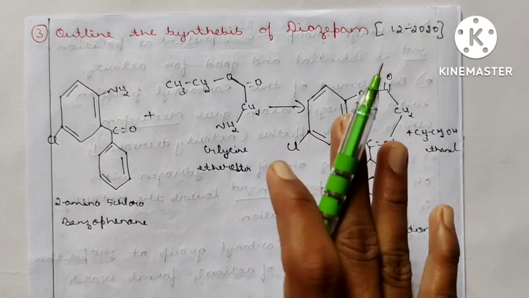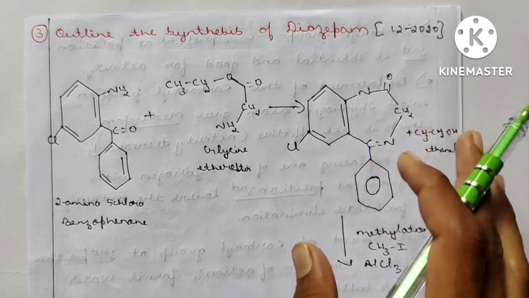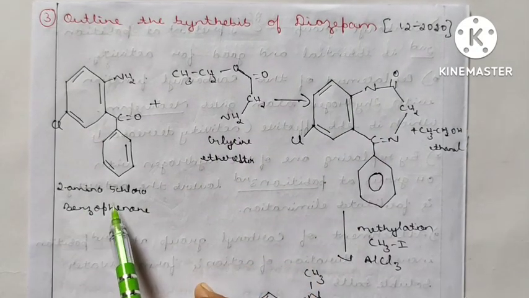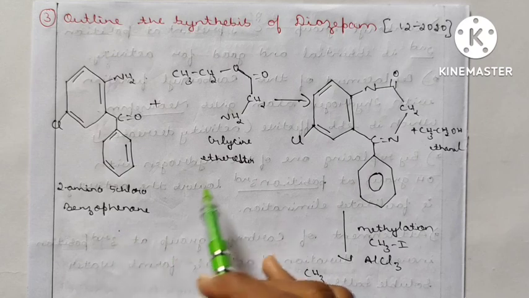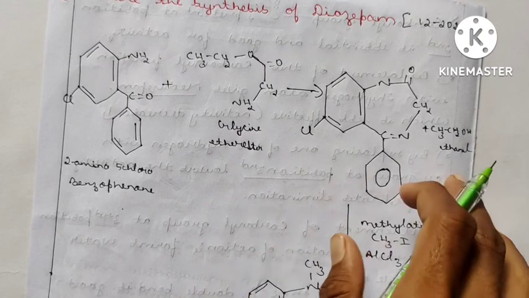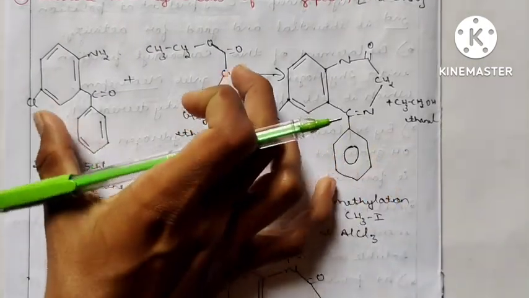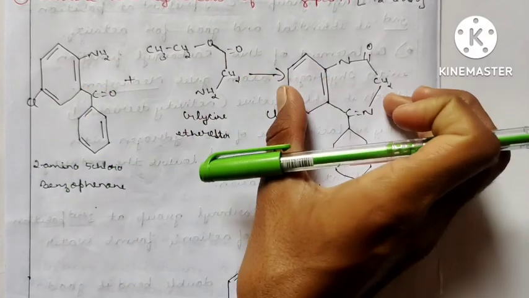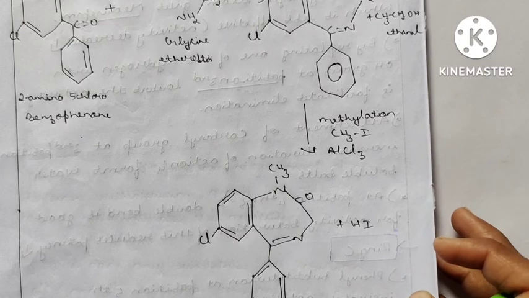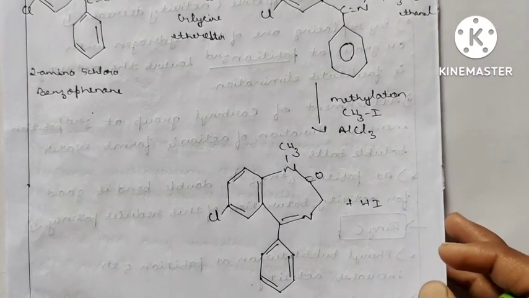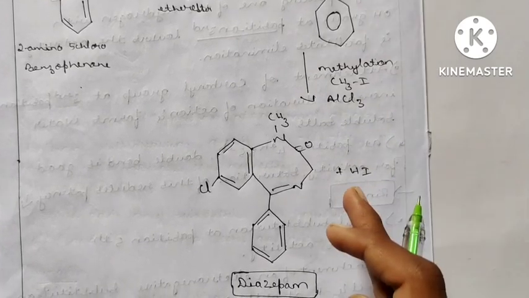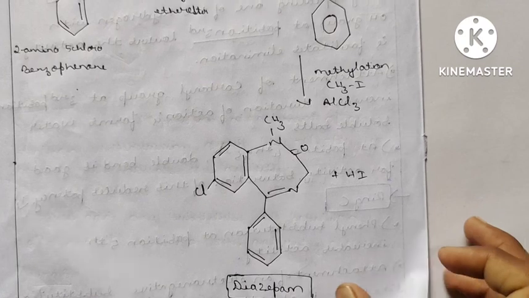So diazepam is also a hypnotic and sedative. We know that barbiturate is also a hypnotic and sedative. See, 2-amino 5-chlorobenzophenone reacts with glycine ethyl ester. There will be formation of one product, the combined product. If we attach both of these, we will get one complex product. If we conduct methylation on that complex product in the presence of aluminum trichloride, there will be formation of diazepam and liberation of hydrogen iodide. Okay, this you have to follow.